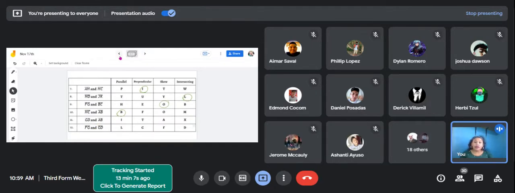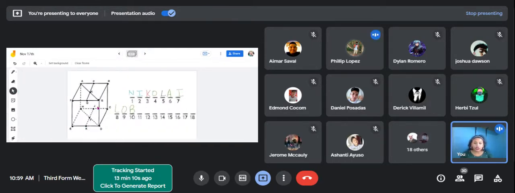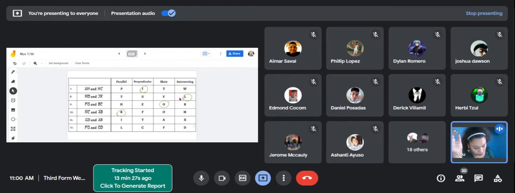GD and AB. GD, this one, and AB, this one. That's skew lines, very good. They're not heading in the same direction. They're not intersecting. They're not making right angles. They're on different planes. So this one makes it a skew. And I'm gonna circle skew over here and write the letter A.